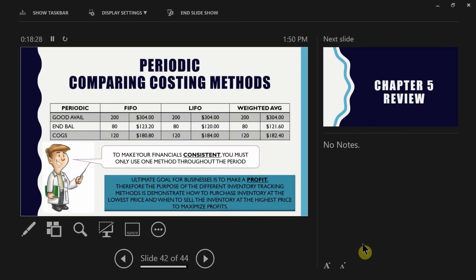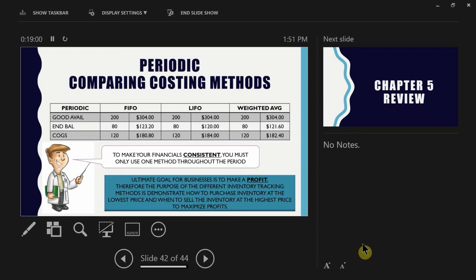So let's take a look at the comparison between all three methods. Now notice this, right? So here is the ending inventory and the cost of goods sold. Now again, we went through all three examples in each PowerPoint, and let's look at the difference. So here with FIFO, our ending balance is $23.20, okay? And the cost of goods sold was $180.80, so it was kind of high.